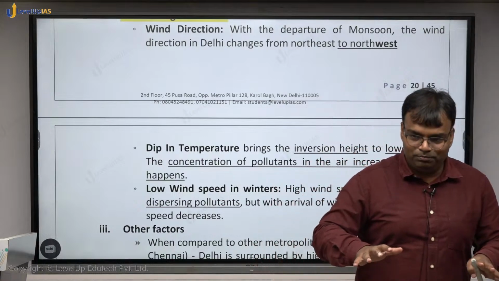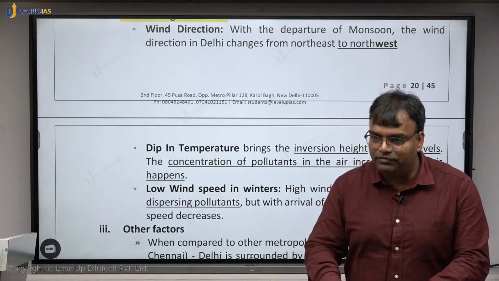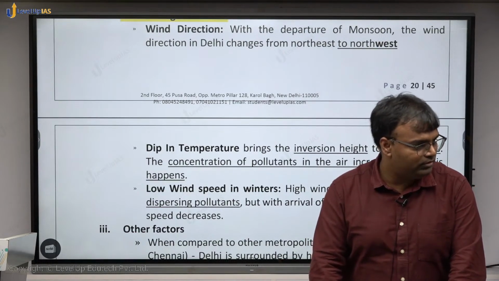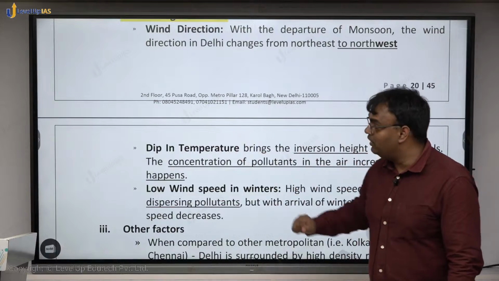The heavier polluted air, it will be colder, it will be heavier, it will remain near the ground. So this temperature dip becomes a problem.